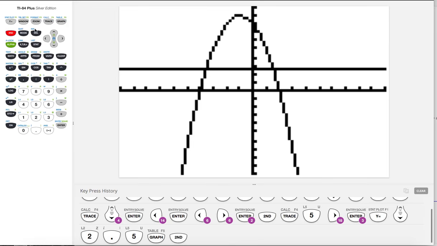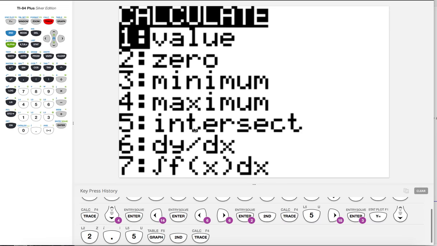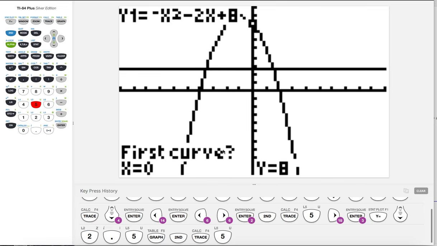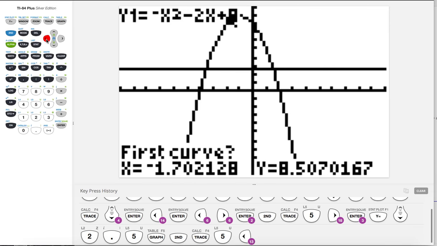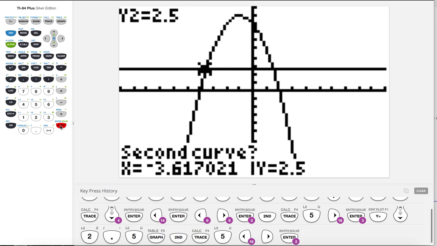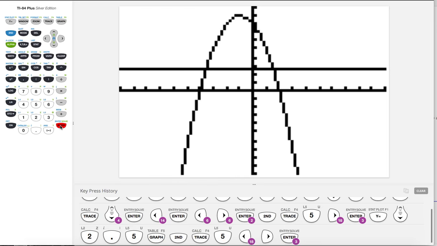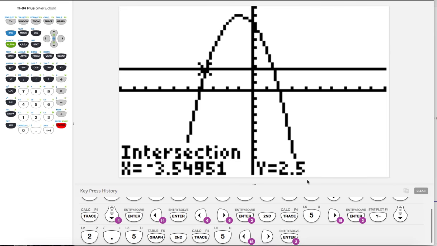But what I can do is ask the calculator to calc the intersection, and we'll arrow over to try to find this intersection. Move it over. All we have to do is get close. Oh, too much, too much. Okay, enter. Second curve means it's on the straight line. Enter, take a guess means take a guess. Hit enter. Bam. Great. And so at 2.5, where I asked it to be, the x value is negative 3.54951, right? Which is a lot more accurate than I could have eyeballed and guessed. Neat? Neat. Oh, and don't forget to find the other one because there's two of them.